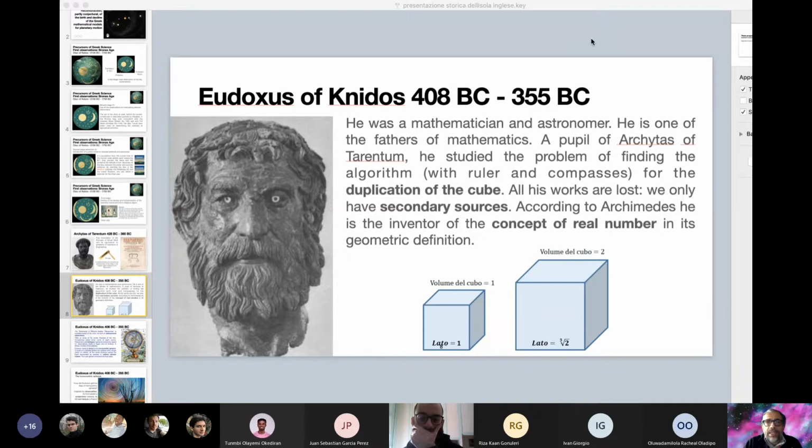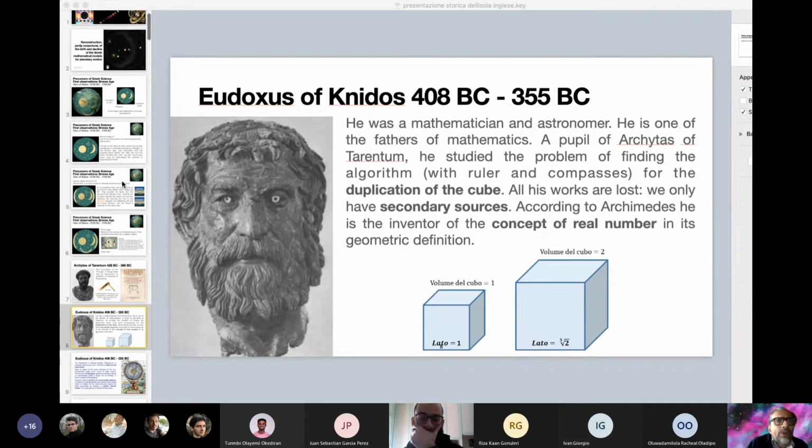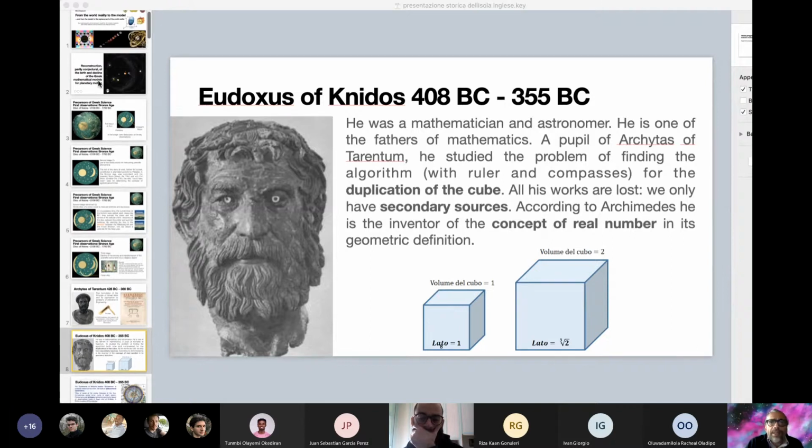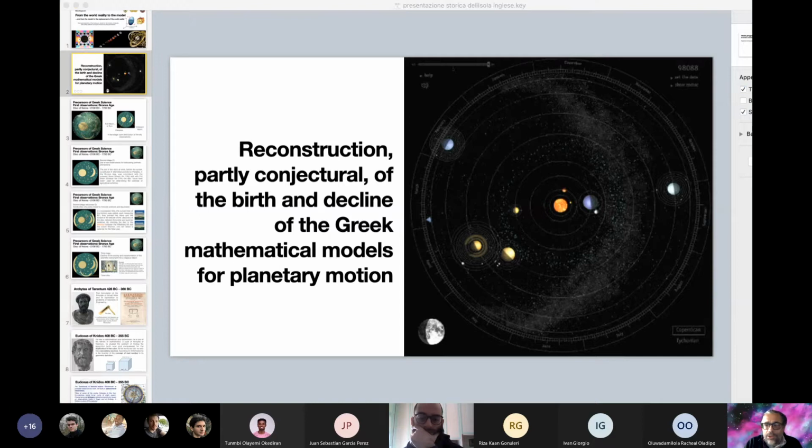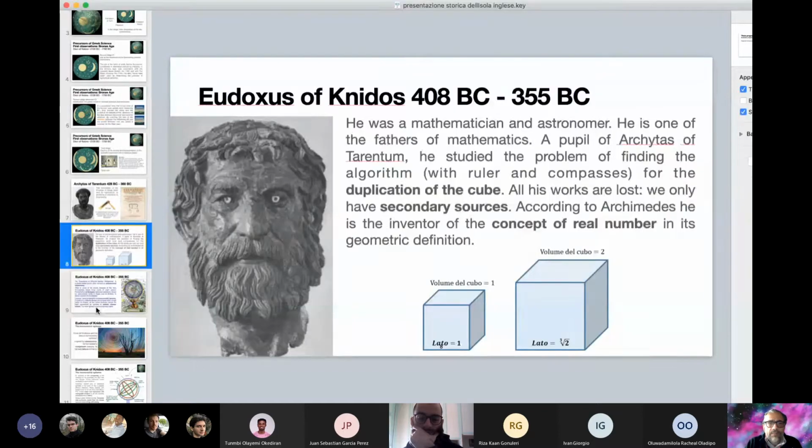So, by the way, there are only secondary sources talking about Eudoxus. I think it is worth going back to repeat that here we are doing only a partly conjectural reconstruction of the birth and decline of the Greek mathematical models of planetary motion, because we don't have all the sources. In particular, we have lost Eudoxus of Cnidus's books.